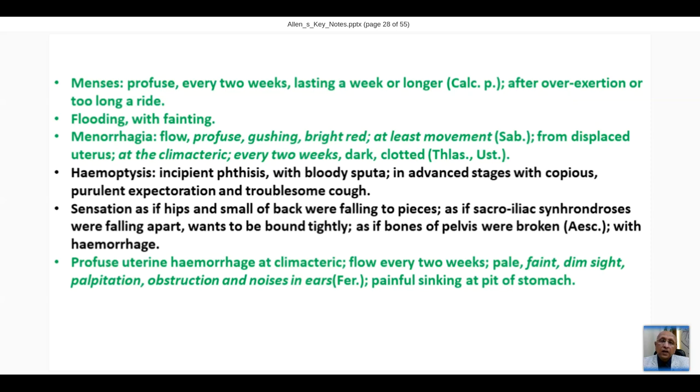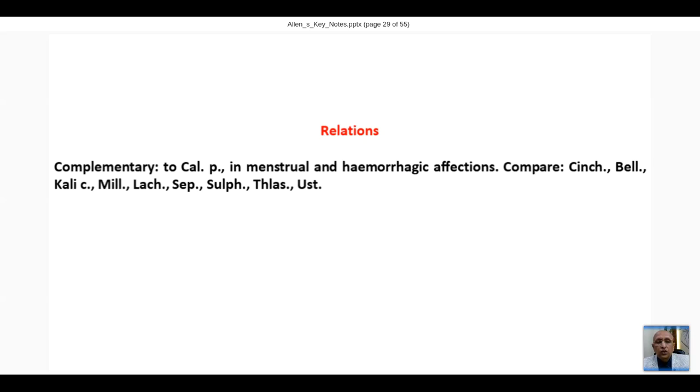Flooding, fainting, a lot of blood, menorrhagia, protracted menses, flow profuse, gushing, bright red, at least at moments, like Sabina, from displaced uterus, at the climacteric. See, at the climacteric, this was very important. Our patient was at the same age. Every 2 weeks, dark, clotted, like Trillium or Ustilago. And the last one, the profuse uterine hemorrhage at climacteric, flow every 2 weeks, pale, faint, dim sight, palpitation, obstruction and noises in ears, painful sinking at the stomach. So this is how we have to learn. This is given in the Allen. Only thing is that you must catch it. And if you learn Allen by heart, then it is possible to go over there.